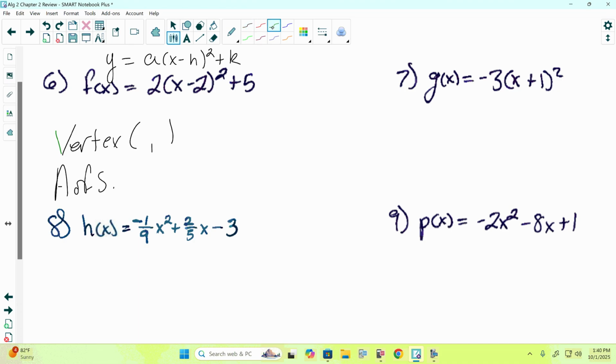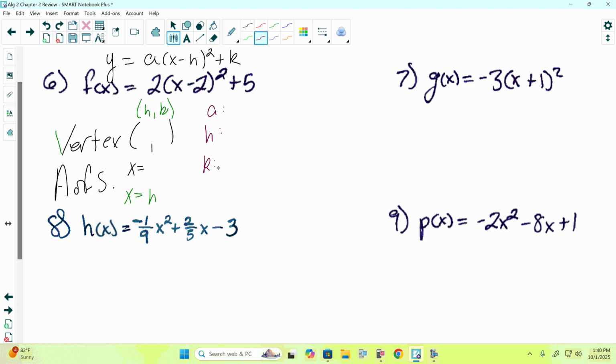In the general form, the vertex is the point h comma k. Axis of symmetry for this here, x is equal to h. So for this here, once we find the values of a, h, and k, we can plug them in and simplify where needed.